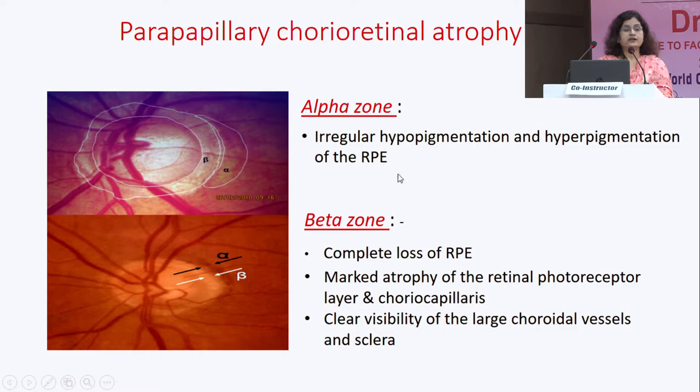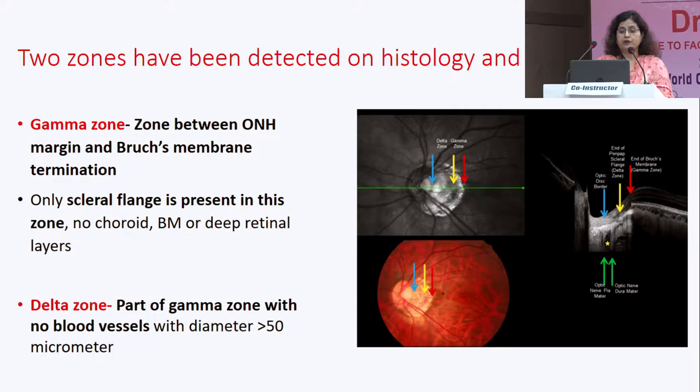Parapapillary chorioretinal atrophy, we know the alpha zone and beta zone. Beta zone is where there is loss of RPE. Beta zone and alpha zone may be common in myopia, and beta zone is more common in glaucoma. But now with the advancement in OCT, with the swept source OCT, we are now able to detect the other zones, the gamma zone, which is the zone between the optic nerve head margin and Bruch's membrane termination. And you just see the scleral flange here, which is present. And where there is no vascularization within 15 microns, this is called the delta zone.